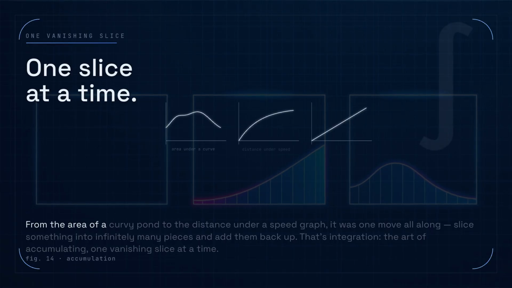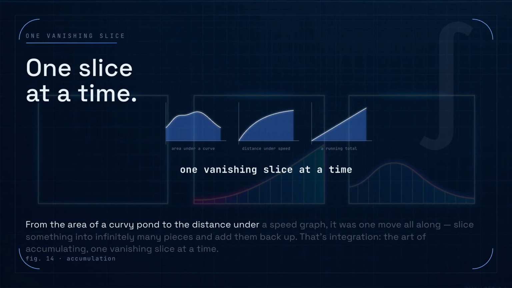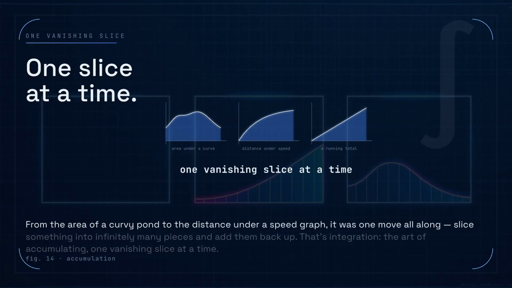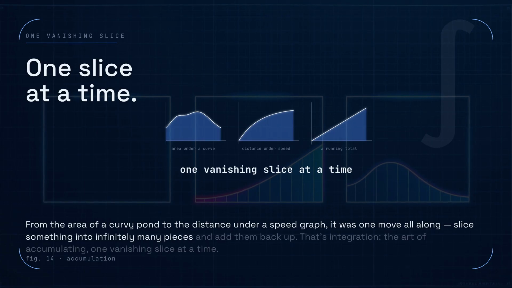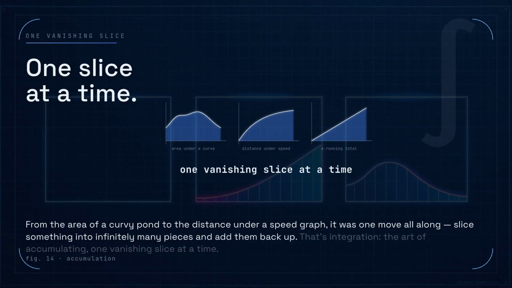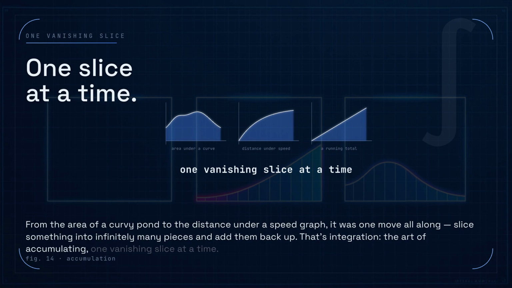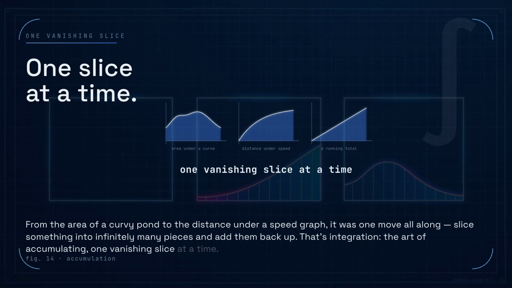From the area of a curvy pond to the distance under a speed graph, it was one move all along. Slice something into infinitely many pieces and add them back up. That's integration, the art of accumulating, one vanishing slice at a time.